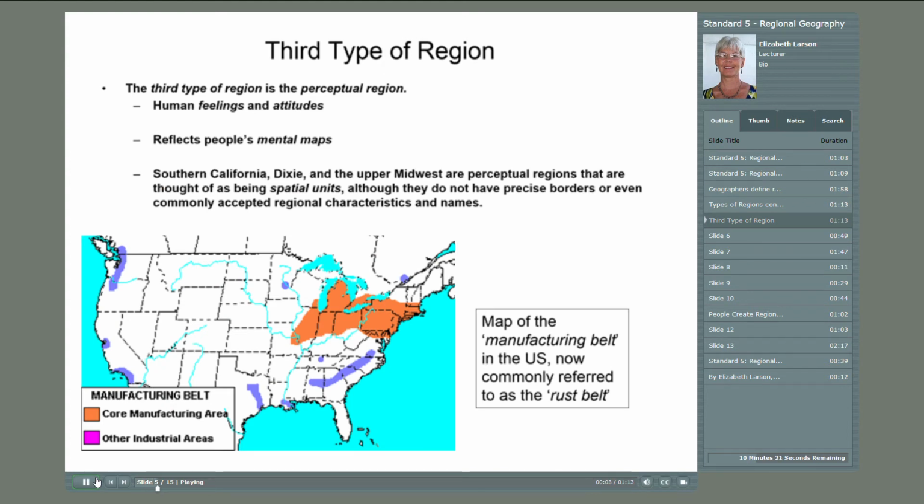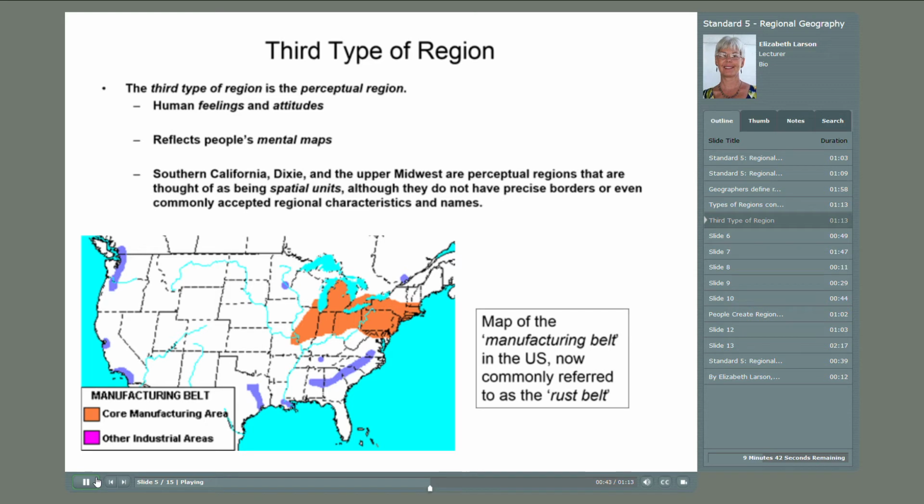The third type of region is the perceptual region. A perceptual region is a construct that reflects human feelings and attitudes, and it's therefore defined by people's shared images of those areas. A perceptual region tends to reflect people's mental maps. Thus, Southern California, Dixie, and the Upper Midwest are perceptual regions that are thought of as being spatial units. These units may not have precise borders, or even commonly accepted regional characteristics and names.